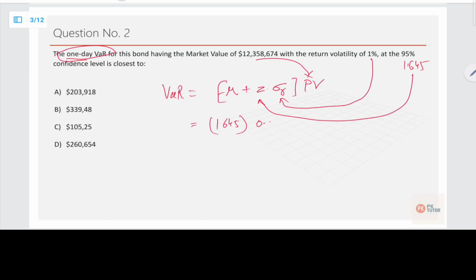So the VaR will be equal to, this is 0, this is 1.645 into the standard deviation of the return and the portfolio value, which is 12.358674, and take a pause. You will get answer 203918. So this is the answer.